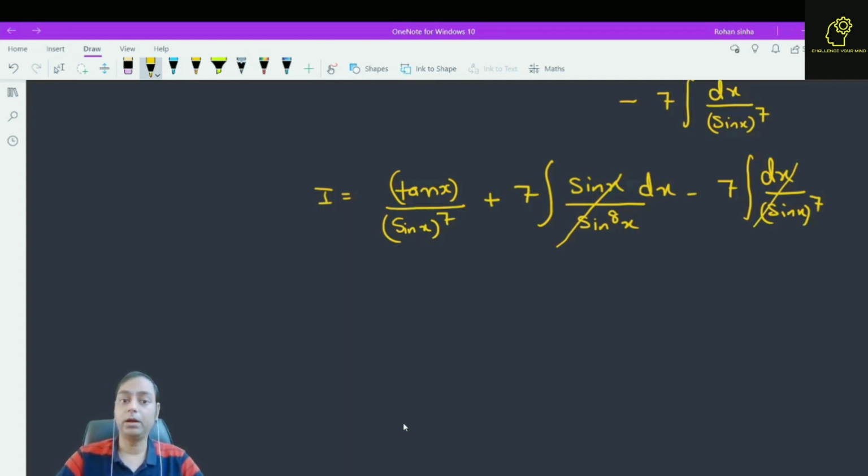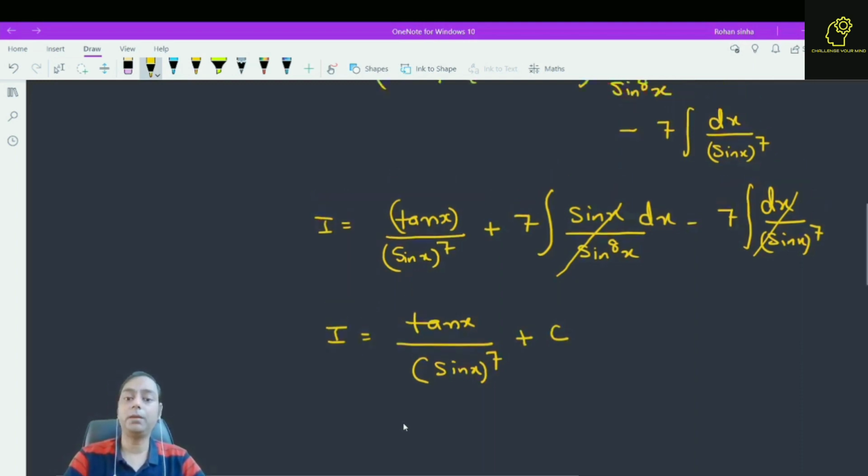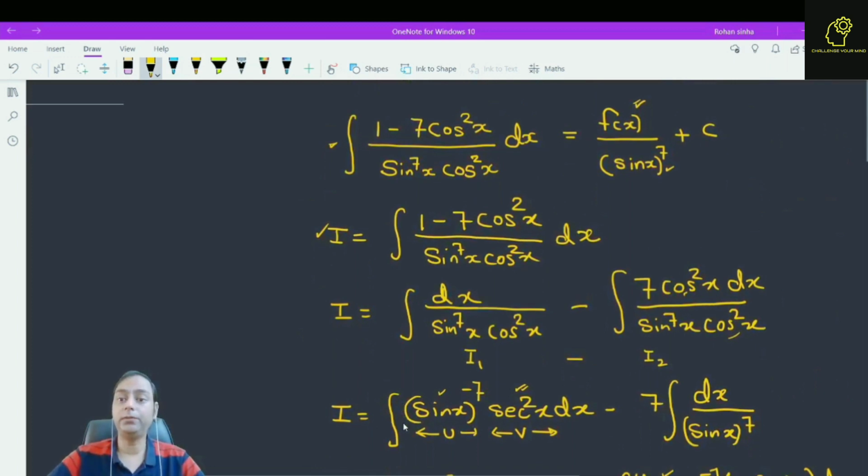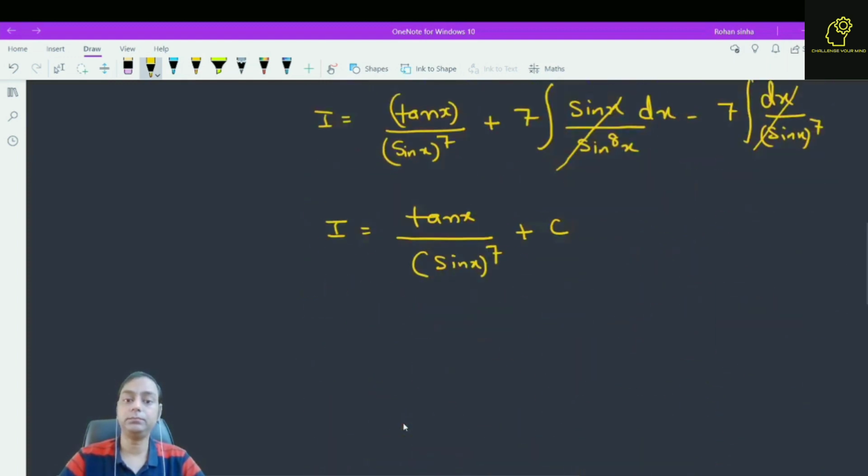So what I find finally, this is tan x upon (sin x) raised to 7 plus some constant of integration that we need to add in case of indefinite integration. So comparing this with f(x) upon (sin x) raised to 7 plus c, from this equation what we find is f(x) equal to tan x. So I hope you understand the solution of this question and enjoyed it.